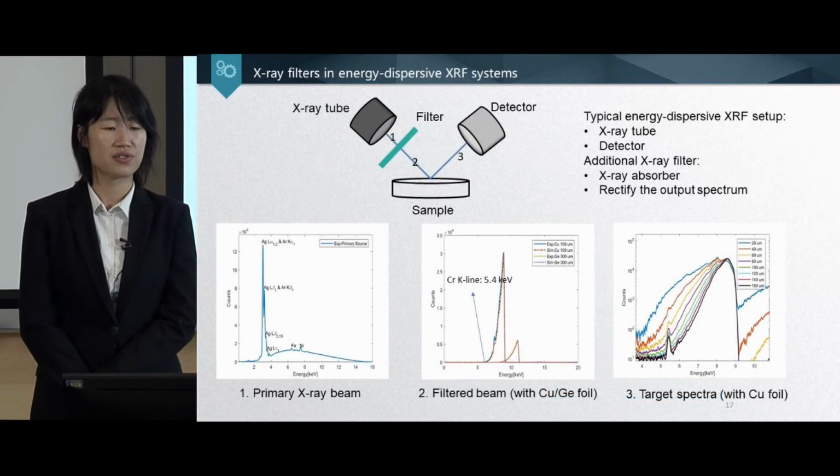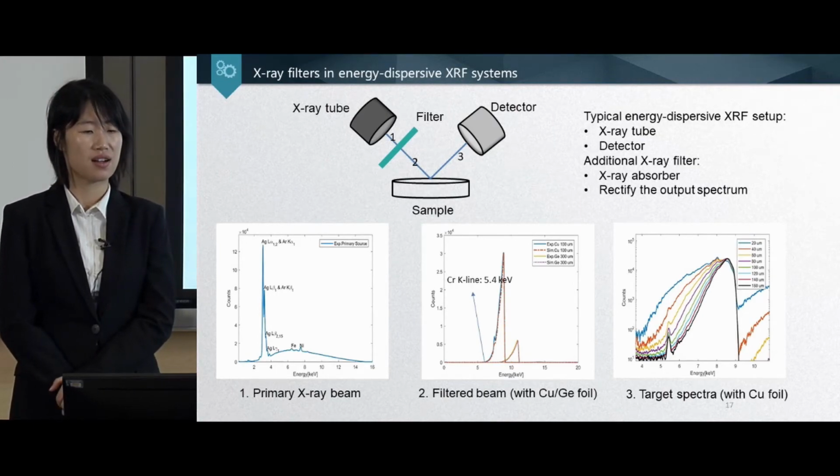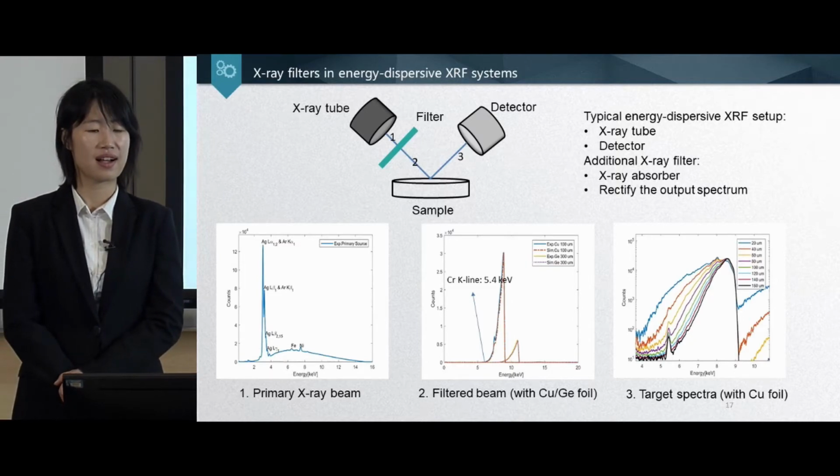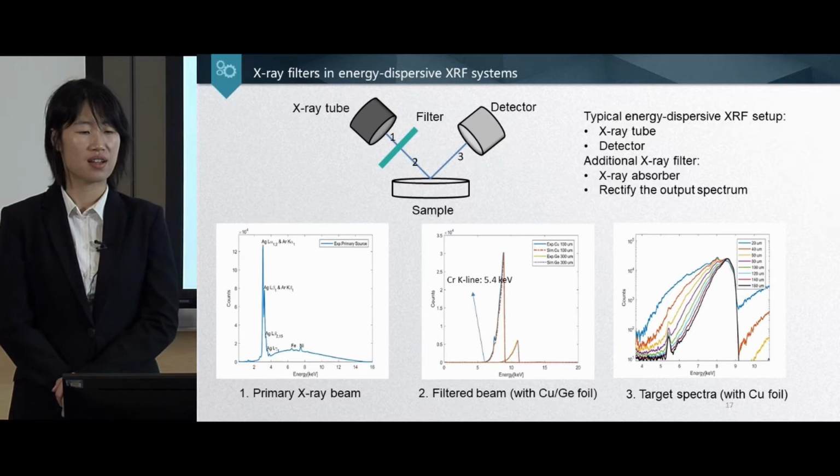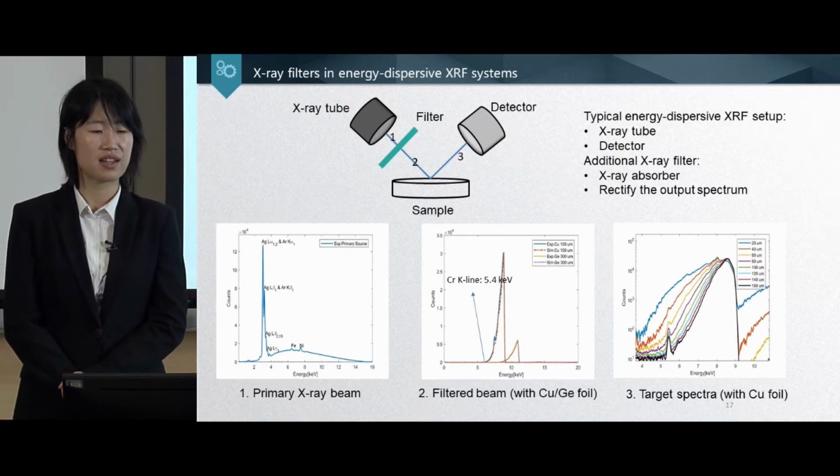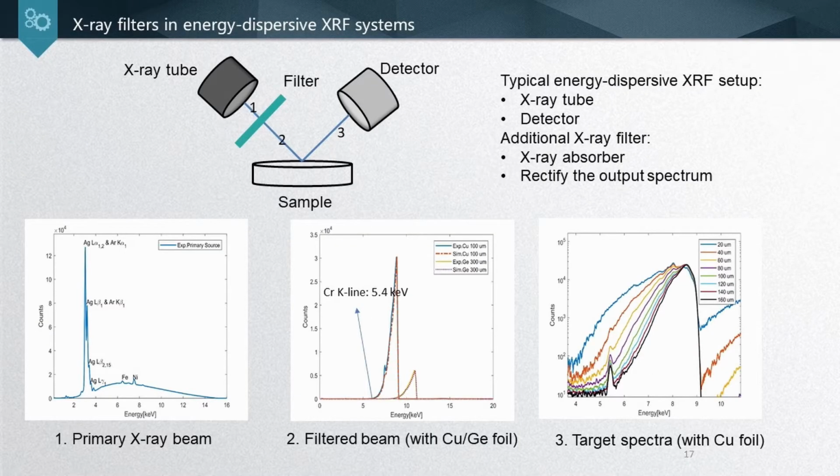This figure shows a typical energy dispersive XRF setup. It includes two parts: the X-ray tube, which irradiates the sample, and a detector which records the fluorescence emission lines from the sample.